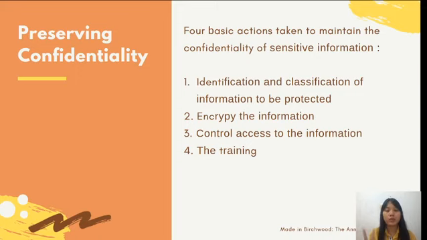Number 2 is encrypt the information. Encryption is an extremely important and effective tool to protect confidentiality. It is the only way to protect information in transit over the internet. Number 3 is control access to the information.